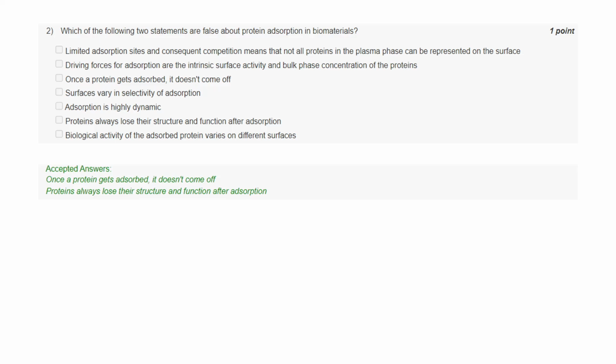Next option is, proteins always lose their structure and function after adsorption, which is also not correct, because depending upon the surface, depending upon the protein, if there are several stable proteins, very strong proteins, which once adsorbed, there's no need for them to denature. So the denaturation of proteins is not a fixed phenomenon.